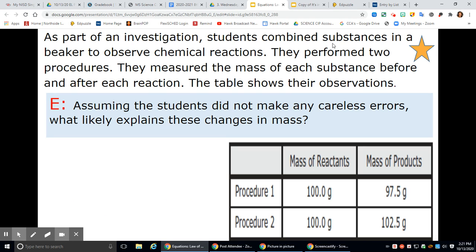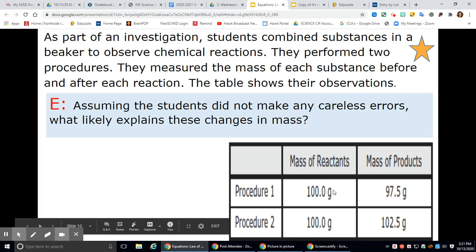For your exit, as part of an investigation, students combined substances in a beaker to observe chemical reactions. They performed 2 procedures. They measured the mass of each substance before and after the reaction. The table shows their observations. Assuming the students did not make any careless errors, what likely explains these changes in mass? So in procedure number 1, the mass of the reactants is 100 grams and the mass of your products is 97.5 grams. So it looks like we lost mass in the product.